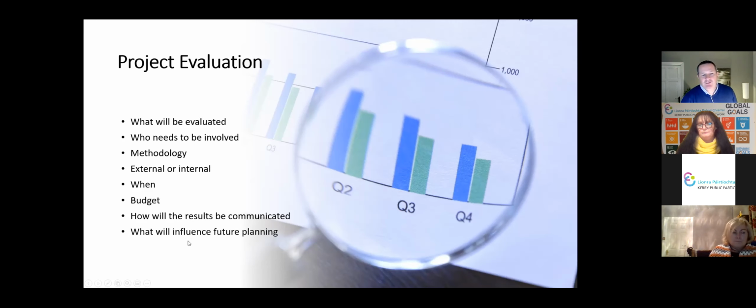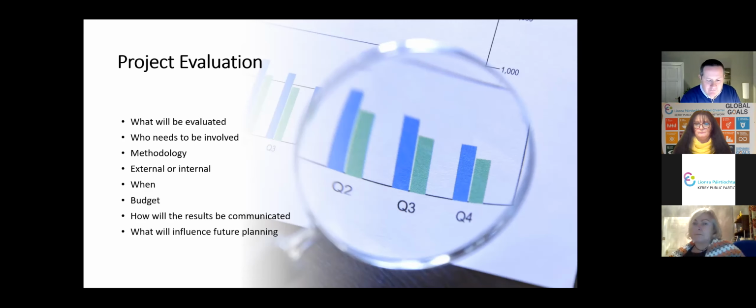And then what will influence future planning? What sorts of things do we need to evaluate that would help us with our plan next year? So at the end of 2022, this time next year, you'll be looking back over your plan for 2022 and saying, okay, we could have done this better. We could have done this differently. For 2023, we might change things slightly here. If you don't do that, nothing's going to improve. Nothing's going to get better.